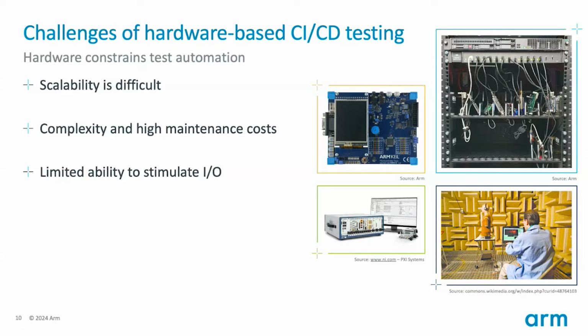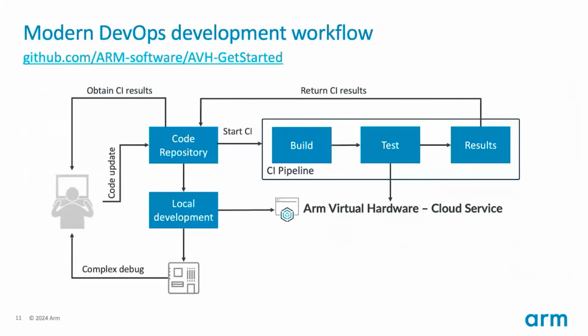The overall complexity is very high. Board farms can become really expensive. They are not standardized, so everybody has to roll their own, and they introduce high engineering costs. And finally, stimulating the IOs is possible to some extent, but additional infrastructure complexity is needed here, and maybe not all test cases can be reproduced consistently. So this is what we see with hardware-based CI/CD testing, and this is the reason why we have come up with this modern development DevOps workflow.